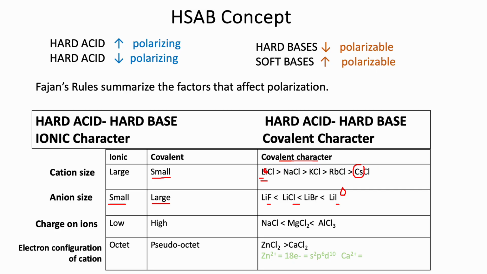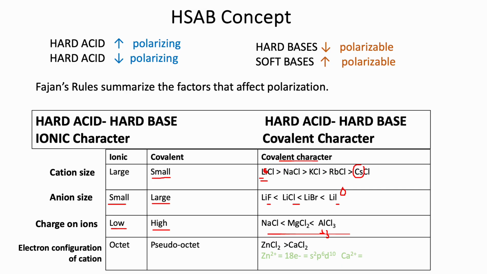Charge on ions naman: in ionic compounds, the charge would be low, and in covalent compounds, the charge would be high. In comparing the covalent character of these compounds, note that aluminum would have 3 plus, magnesium 2 plus, and sodium plus 1. So aluminum would be the compound with the greatest covalent character.